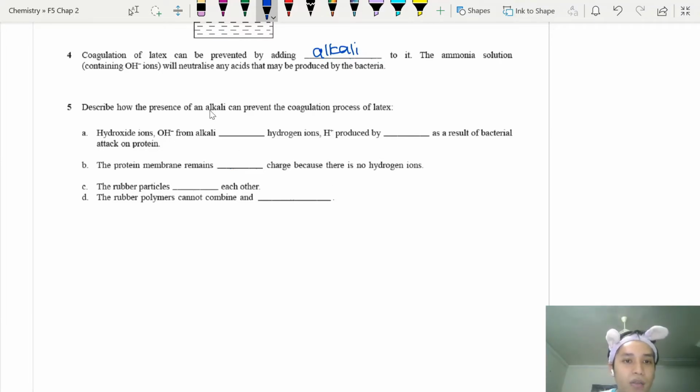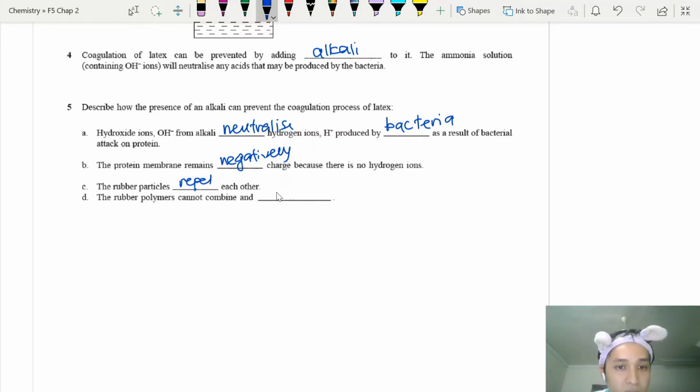Describe how the presence of an alkali can prevent the coagulation process. Basically it's almost the same. Hydroxide ions will neutralize the hydrogen ions produced by bacteria. So the protein membrane remains negatively charged, because you didn't neutralize all the hydrogen ions. So the rubber particles will continue to repel each other, and they cannot combine and coagulate. Meaning they do not coagulate. So this is the explanation of how alkali prevents coagulation.